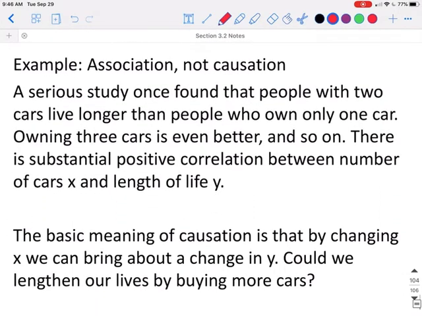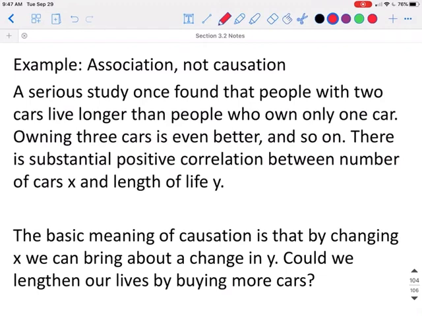Let's look at another example of errors that we could make, and this is association versus causation. So a serious study once found that people with 2 cars live longer than people who own only 1 car. Owning 3 cars is even better, and so on. There is substantial positive correlation between the number of cars X and the length of life Y. The basic meaning of causation is that by changing X, we will bring a change in Y. Could we lengthen our lives by buying more cars?